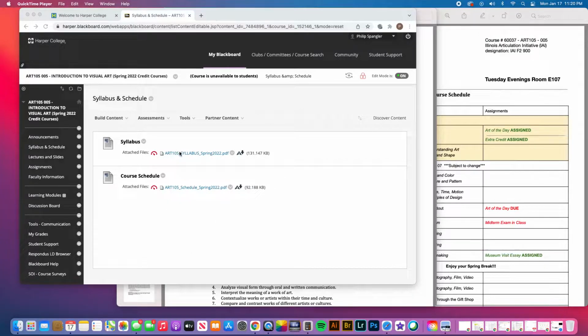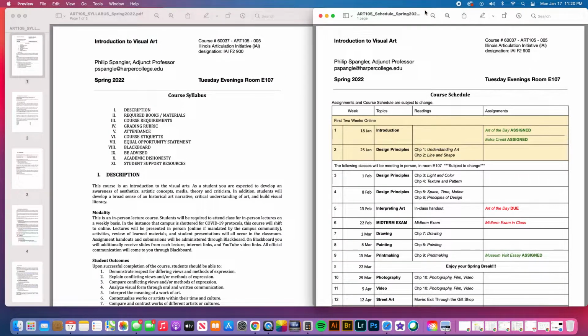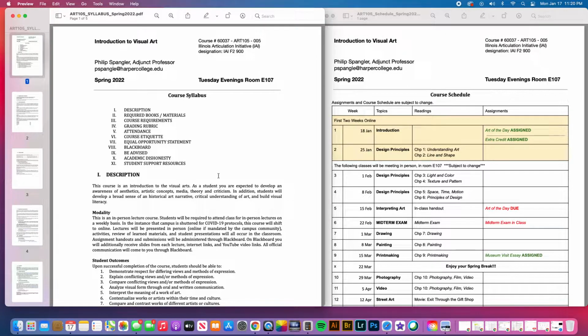You can click on these and download these documents and keep them on your computer desktop if you should choose. But you'll always be able to find them right here. So let's start with the syllabus. And I'm not going to read the whole thing, but I will touch on the important points of the document.